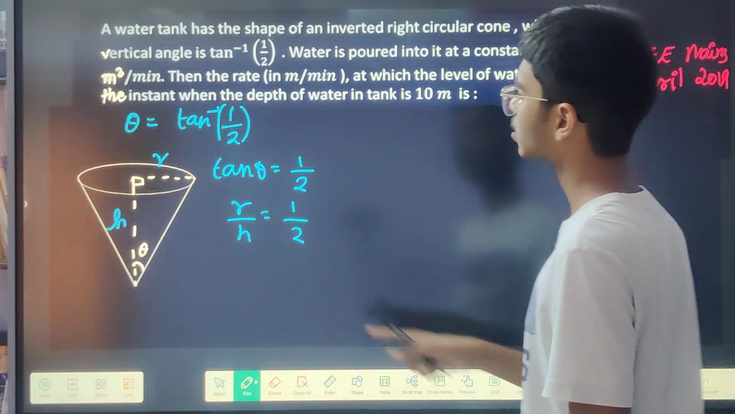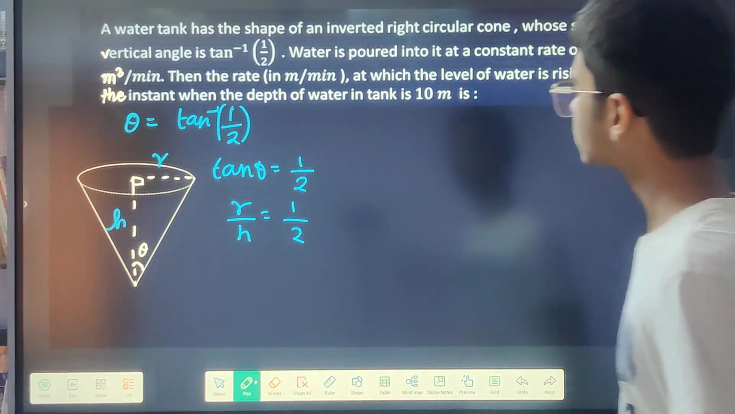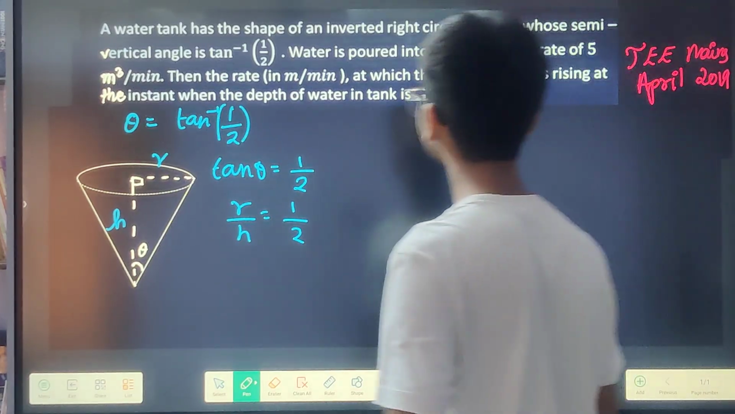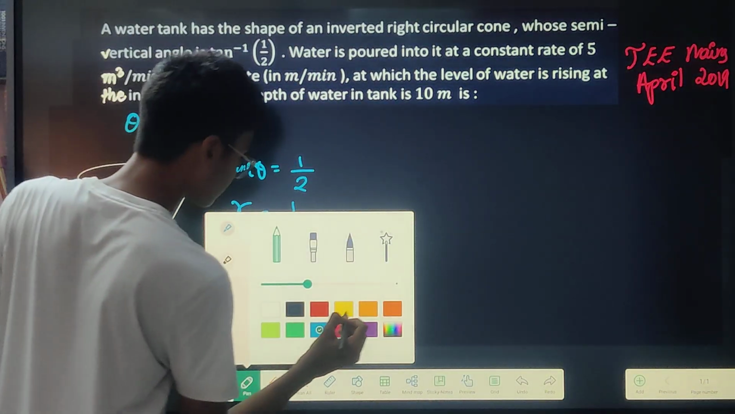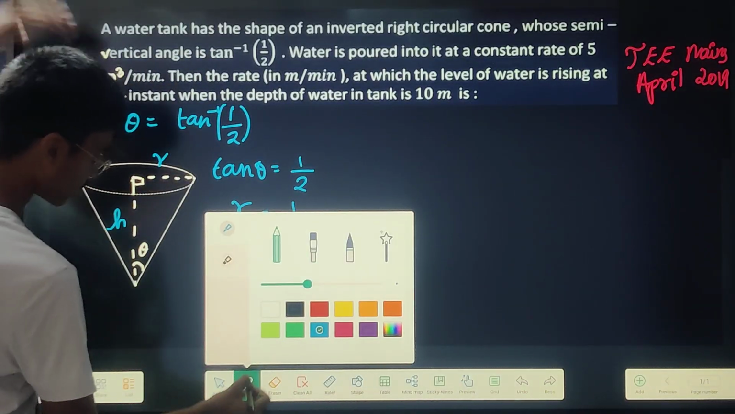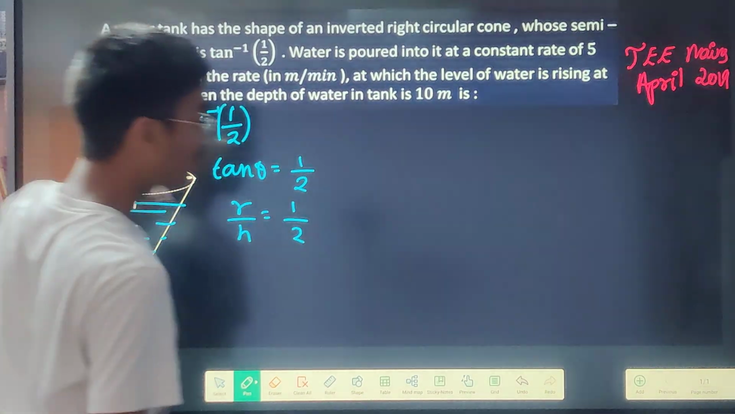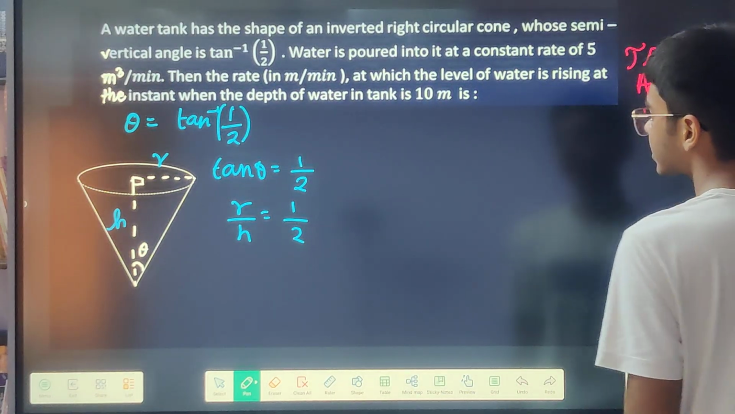What is unit volume? Meter cube is unit volume. Now, the rate at which the level of water is rising. That means the water level will be rising as water is being poured into this tank. It will be going up, right? That rate of rise is what they are asking in the question.